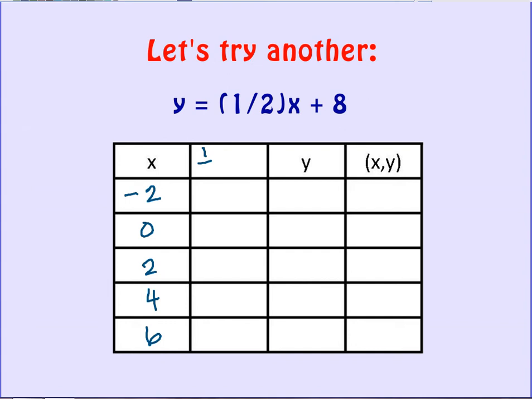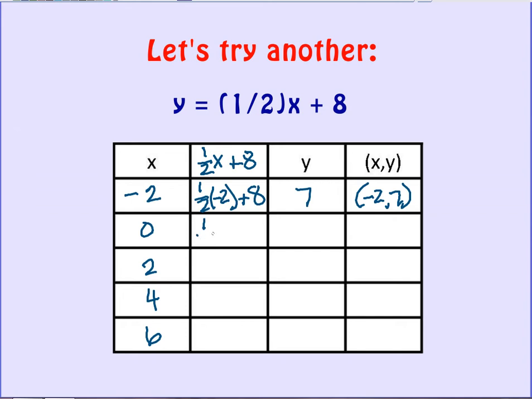So in my second column over, I'm going to take half of that x value and then add 8 to each one. So half of -2 is -1, and -1 plus 8 is 7. So I'm going to get the point -2, 7. I put -2 into my equation and got a positive 7 back.